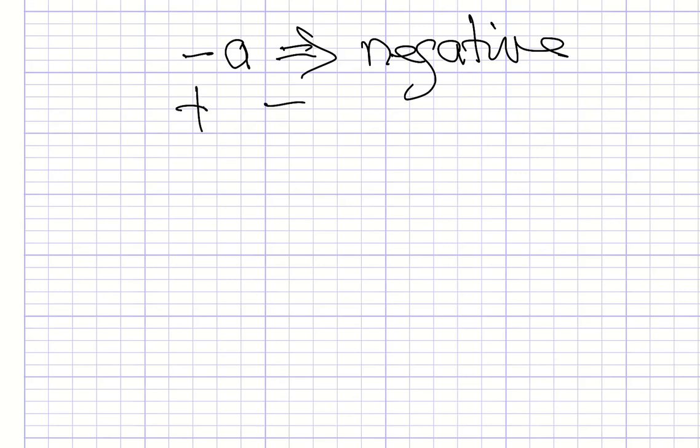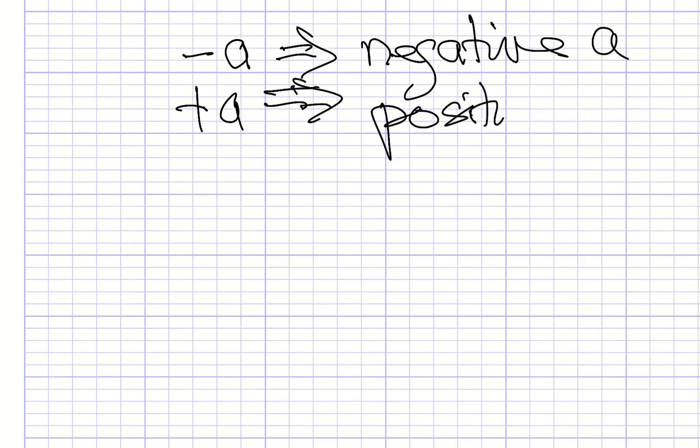Negative a. If you put a dash there, it's called negative a. If you put a plus sign in front of a, it's called positive a. I'm just repeating myself, but it's okay.